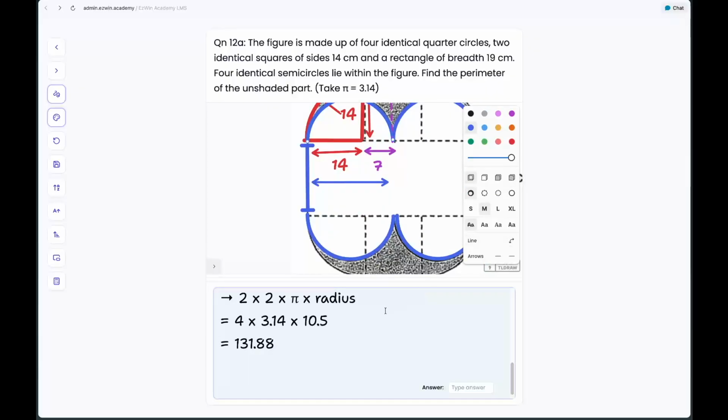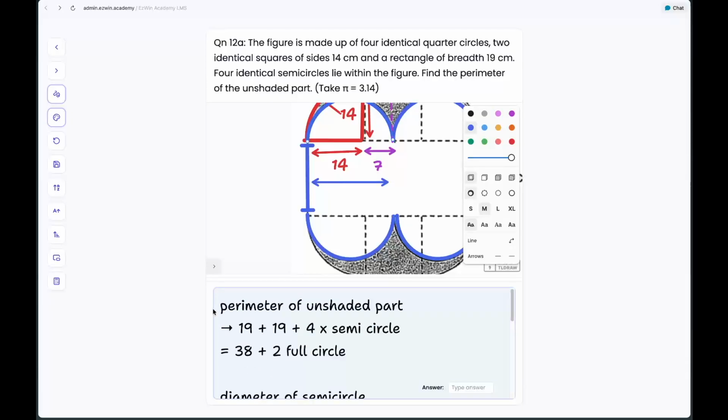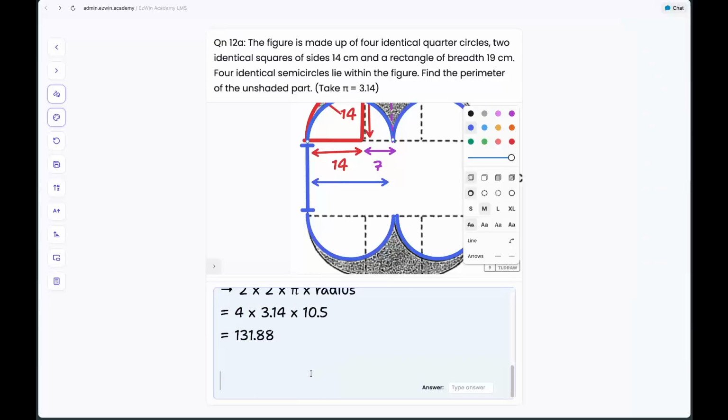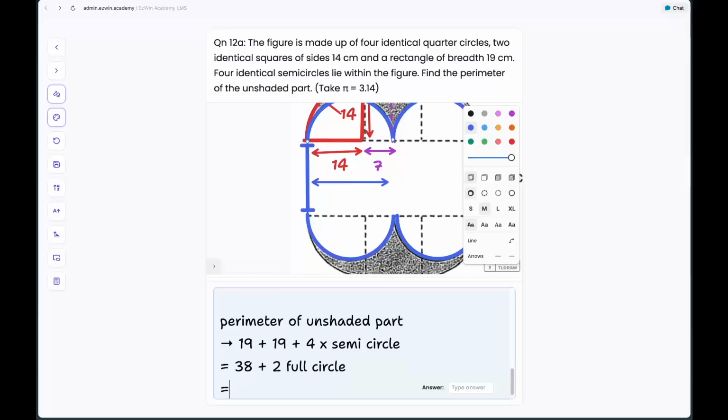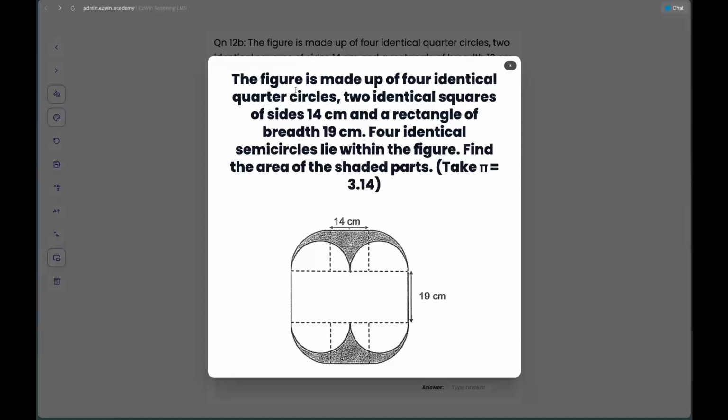Now, we can just add them up. So we know that the perimeter of the unshaded part is basically 38 plus the 2 full circles, which in this case will give us the final answer of 169.88 centimeters.